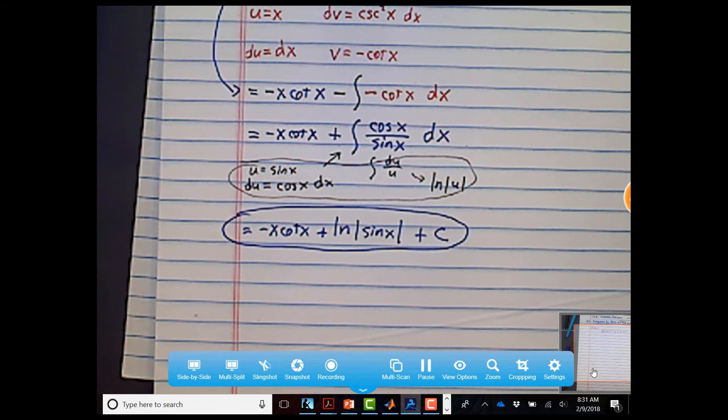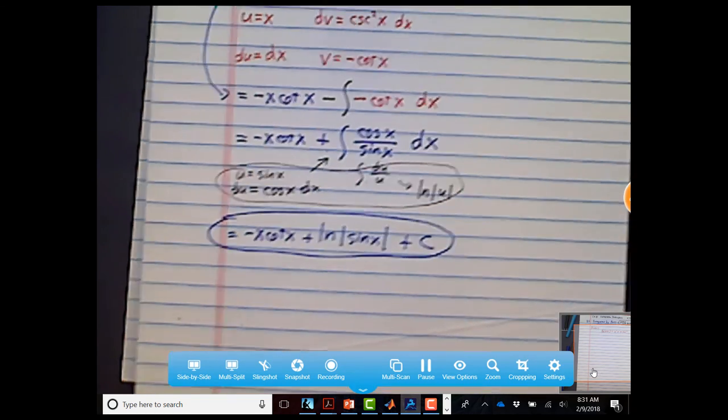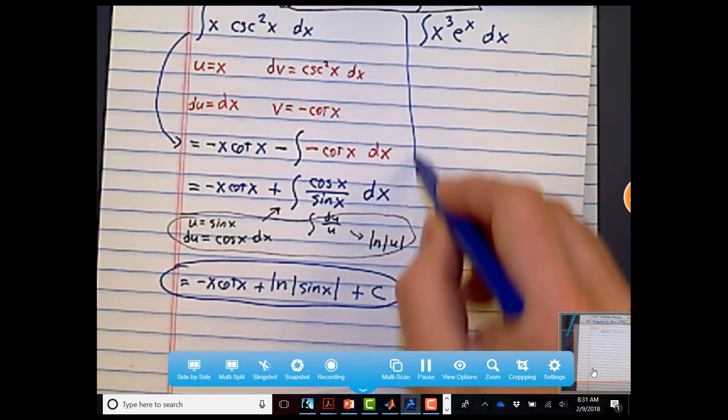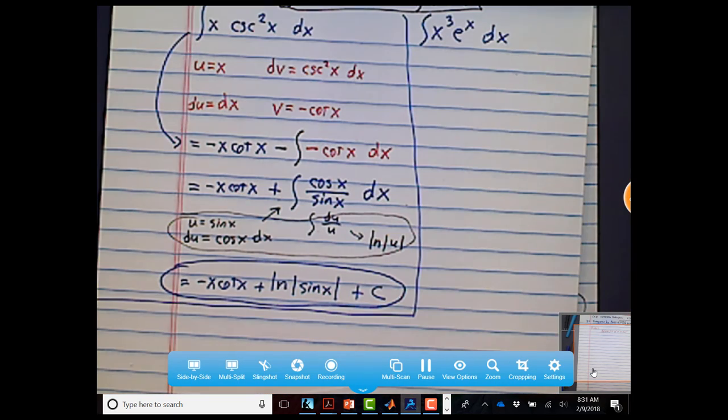Okay. We're learning integration by parts. Questions so far? You guys are going to love this next one. Here we go. I want to integrate x cubed e to the x dx.